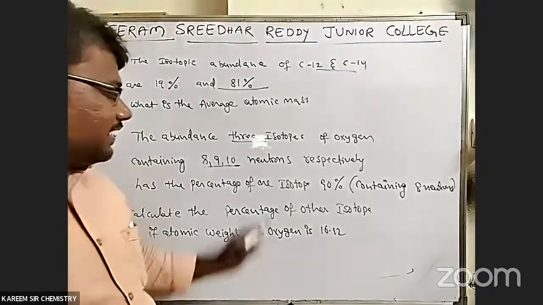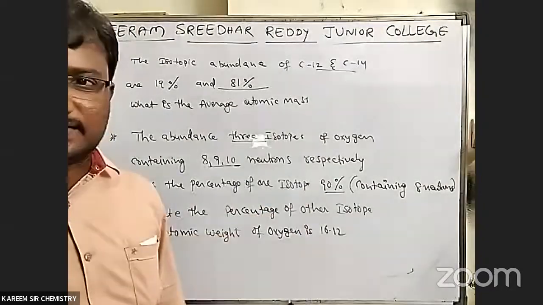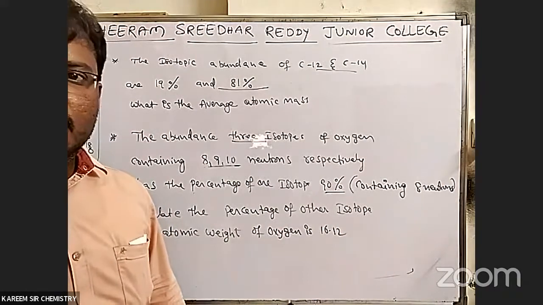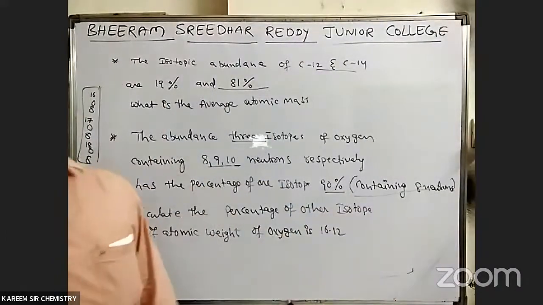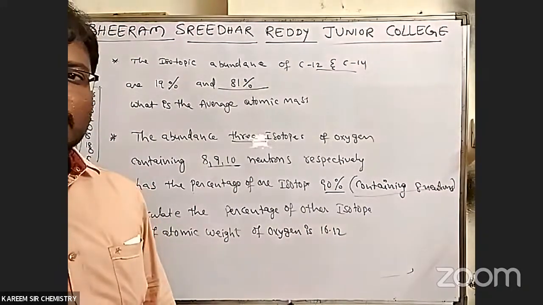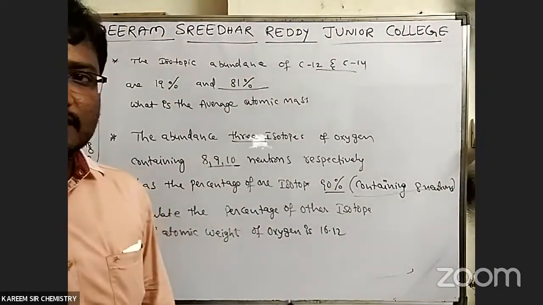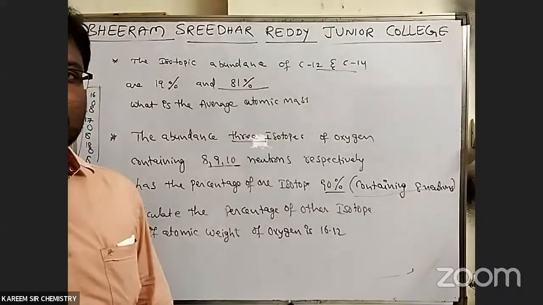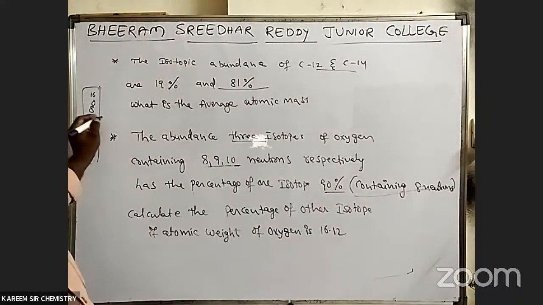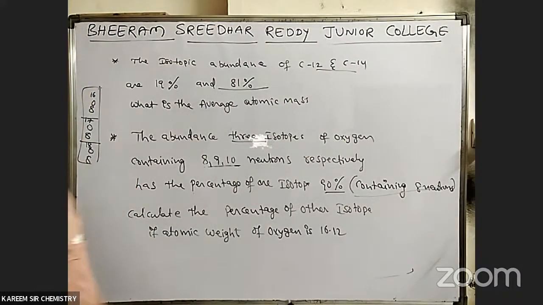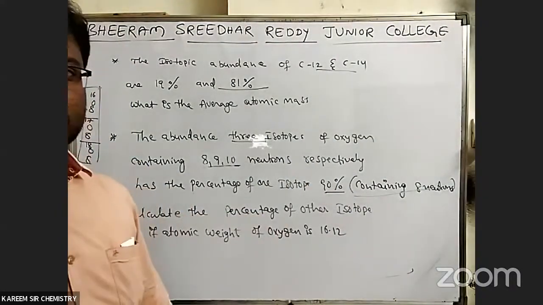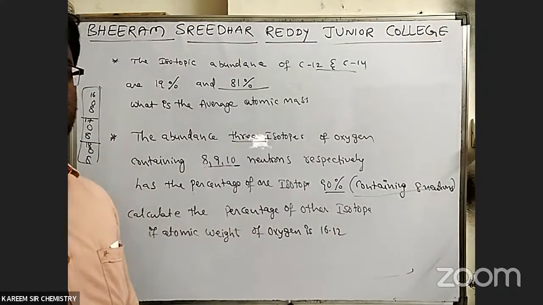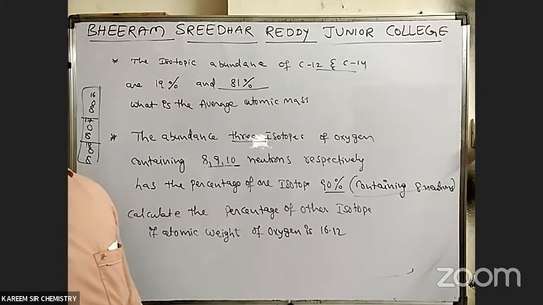Right. So one isotope is 90%. Remaining one isotope, which isotope is 90%? Which isotope is 90? Don't know sir, had to calculate. 816 is there, 817 is there, 818 is there. So which one is given 90? 18 sir, third one.